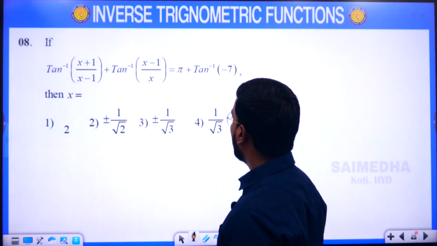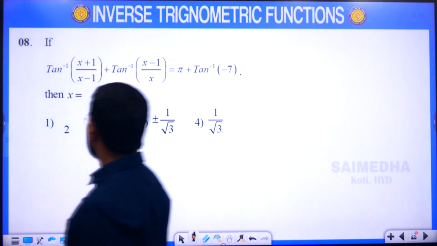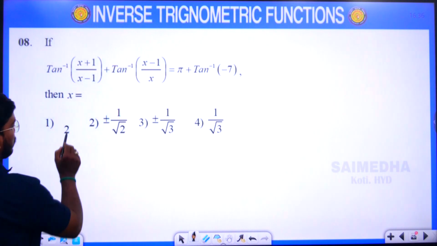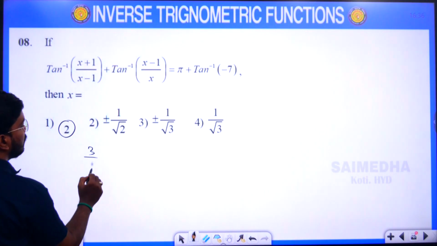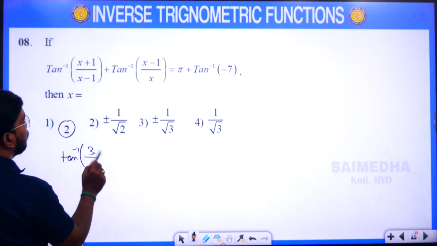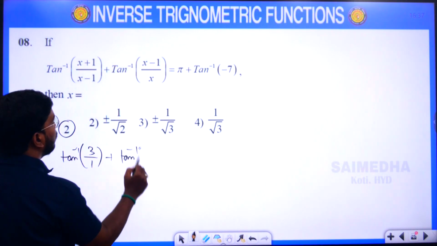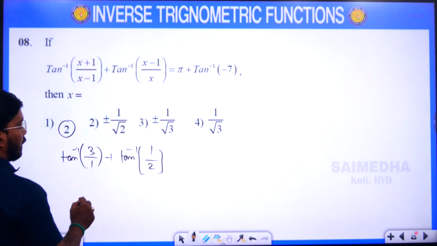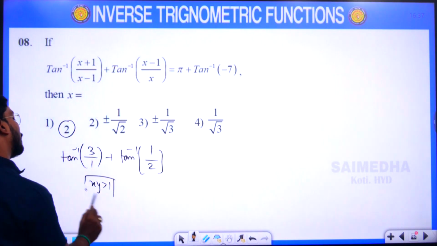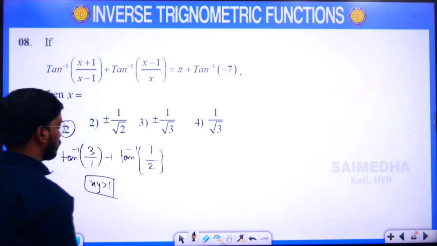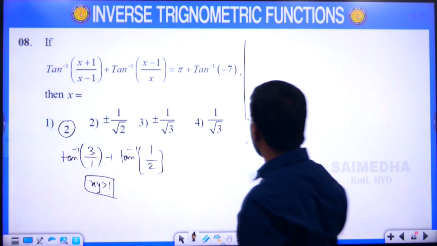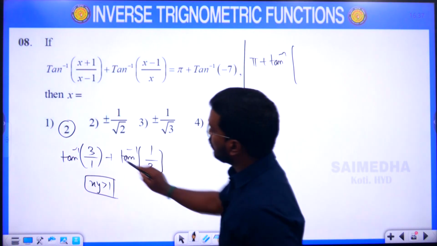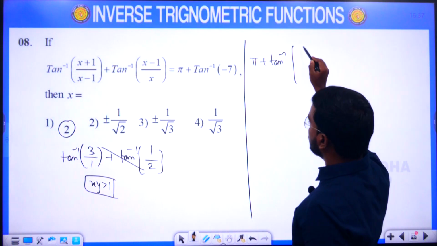In a similar manner, the substitution method is very simple. This question I have already explained in the previous video lecture also. But now we'll do it with substitution. 2 I'm substituting here. 2 plus 1, 3. 2 minus 1 is 1. Tan inverse of 3 plus tan inverse of (2 minus 1) is 1 divided by 2. So here we'll be having xy value greater than 1. Okay, because 3 into 1 by 2, 3 by 2 is 1.5. So what we need to do, we need to add 180 outside. So pi plus tan inverse of, okay, cross multiply. Cross 3 2s are 6.